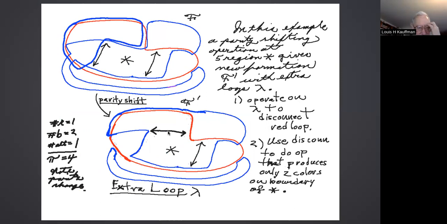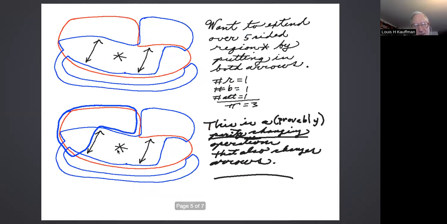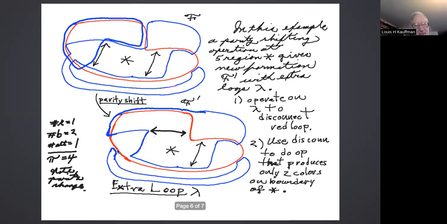That's the parity shifting operation, and you see it did shift the parity. We went from 3 to 4, if you count the loops. And 3 is the very least. So this is an example of a slightly hard problem in that I have the least number of loops possible, and it's going to give me difficulties in trying to recolor it because it's least. But here, because the parity shifted, it had to go up, and I have an extra loop.